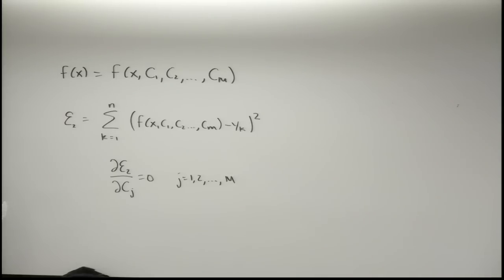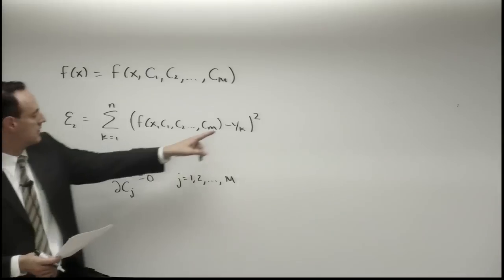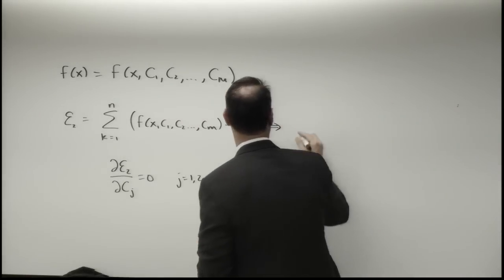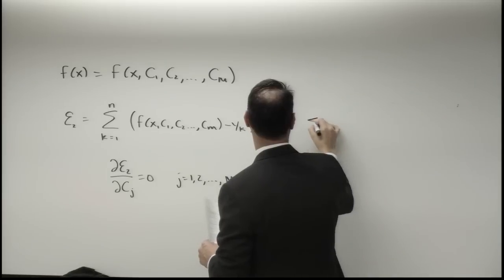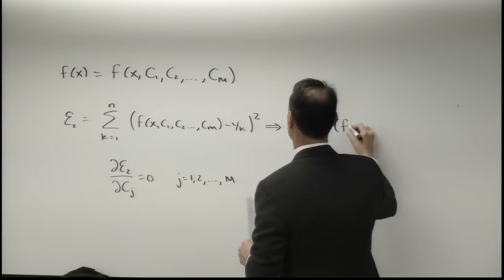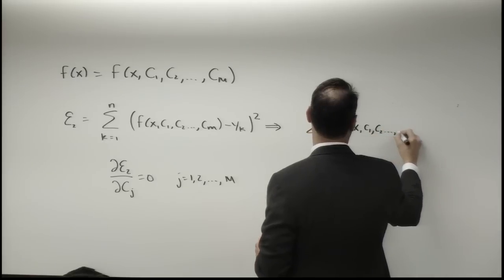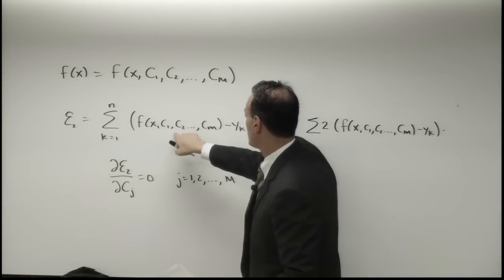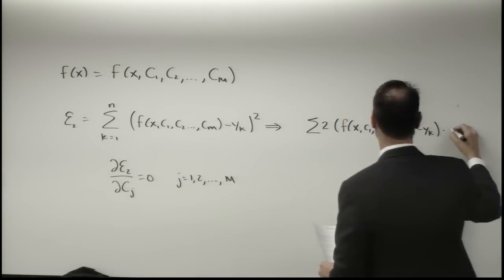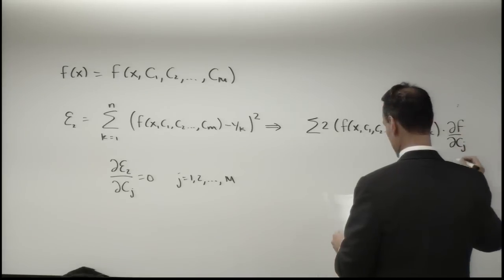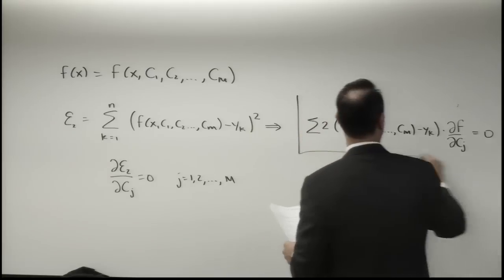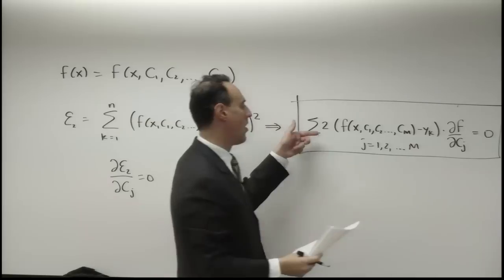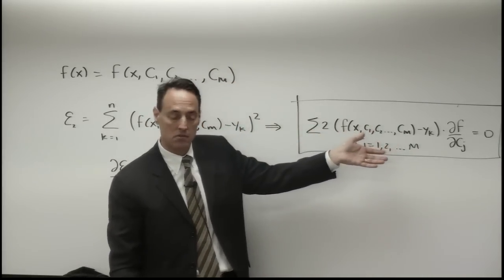So this works. And in fact, when you do this, what's going to happen is you're going to have 2 coming down. So let's go ahead and apply this here. If I apply this result here, the 2 is going to come down. So I'm going to get a sum of 2 times f of x, c1, c2, all the way to cm, minus y of k, times the derivative now with respect to cj, which is df dcj. That's equal to 0. And I get m of these. Right? So I do this for all m parameters. And what does it give me? It gives me m equations for the m unknowns.